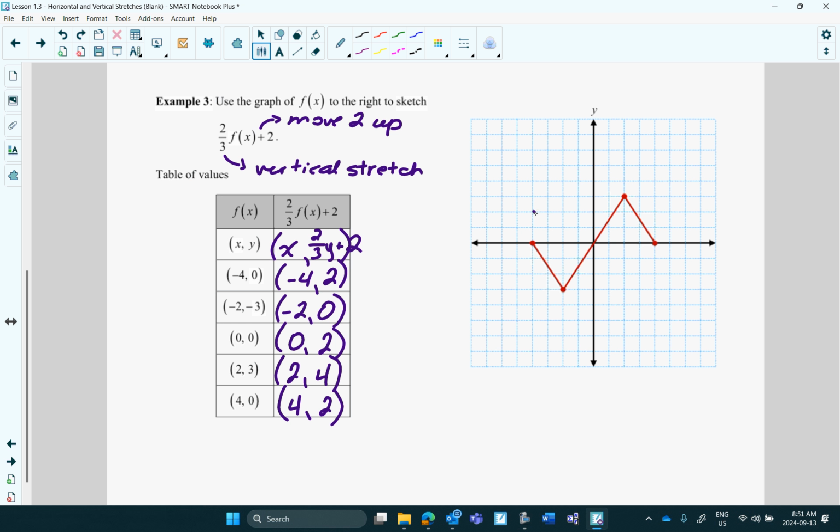So -4, 2. -2, 0. Connect. 0, 2. Connect. 2, 4. Connect. 4, 2. Connect. And there we have our transformed graph by taking 2/3 of the y's and then adding 2 to the y's.